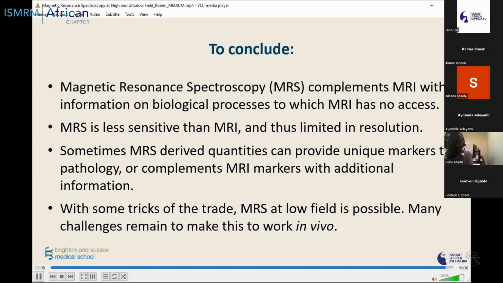There are still many challenges that remain to make this work in vivo, but this is why all of us as a community work together to develop these methods that hopefully both in imaging and in spectroscopy will provide valuable information at low field on different diseases that I hope you will be able to apply and to investigate together with us.